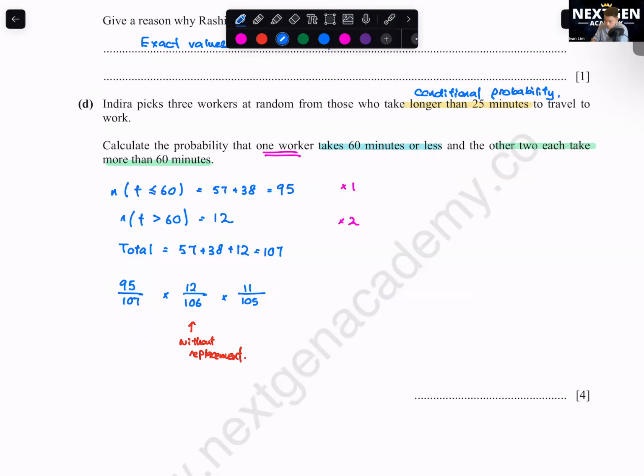Okay, this is not the end. You need to multiply this by 3. Why do we multiply by 3? Because the order of selection can be different.